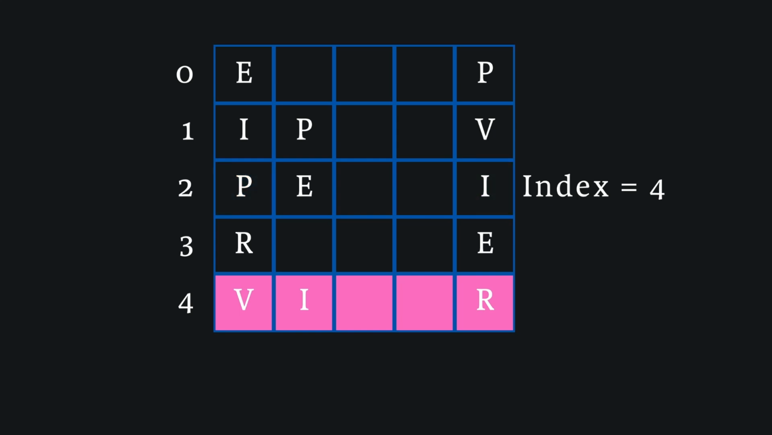And we can continue to do this to get the second column. And following the same logic, we can reconstruct the entire matrix, really. And you can see, in this case, the original string was Viper.